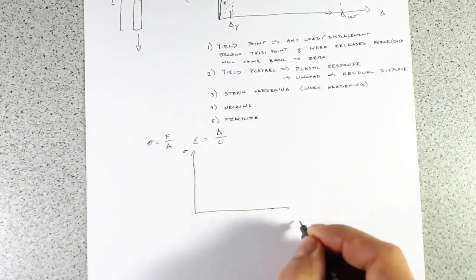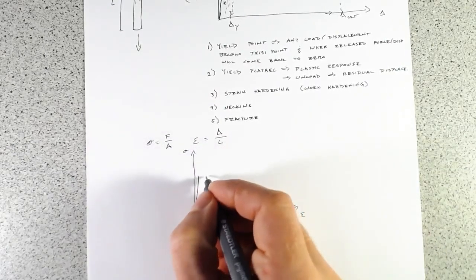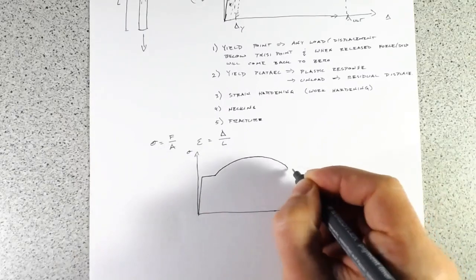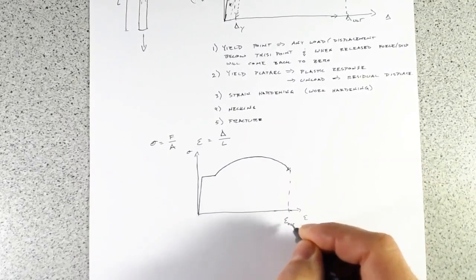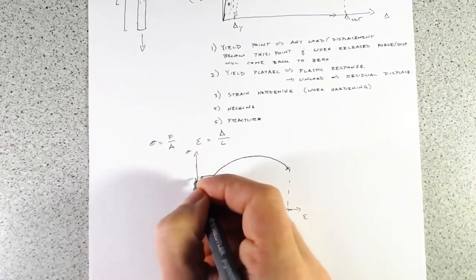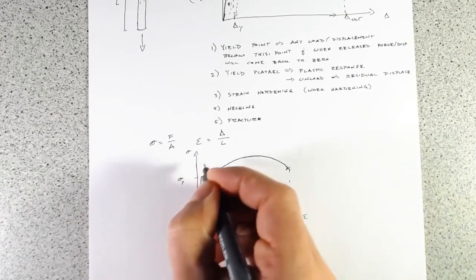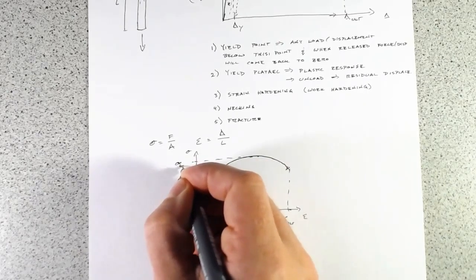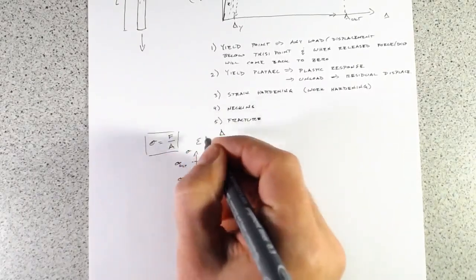So you'll have your sigma, epsilon. You'll come up here and you'll fracture at some point. Sigma y, sorry, epsilon. So yield strain, ultimate strain, yield stress, ultimate stress.